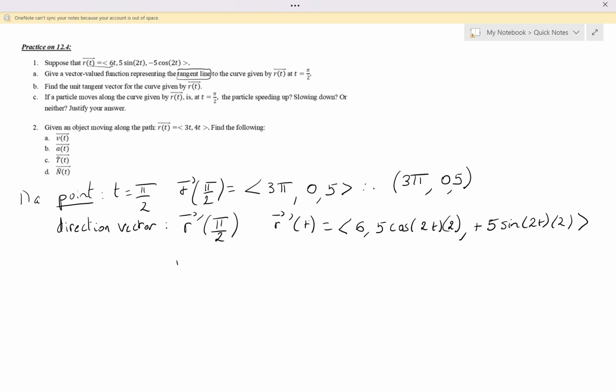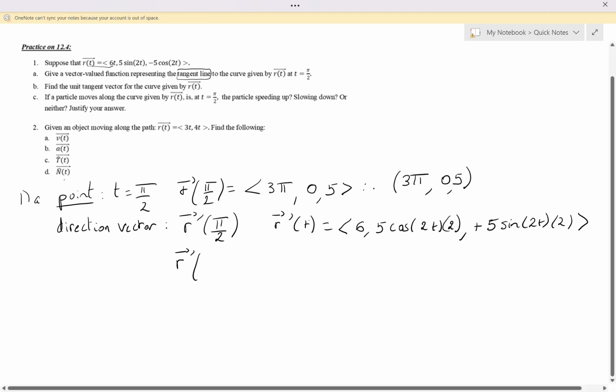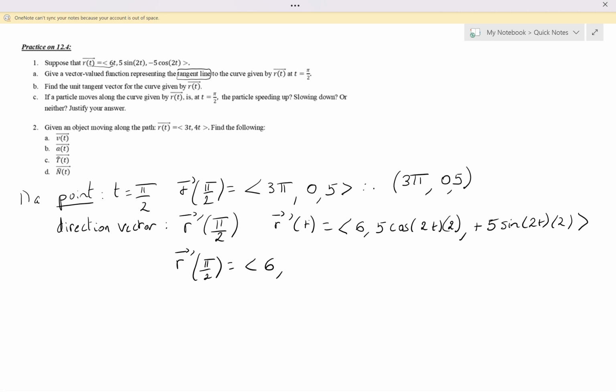And then we're going to evaluate it at pi over 2. Here, there's no t, so it's going to be 6. 5 times 2 is 10. Cosine of 2t, when t is pi over 2, 2t is pi. Cosine of pi is -1, so it's going to be -10. And here, again, 5 times 2 is 10, but sine of 2t is sine of 2 times pi over 2, which is sine of pi, which is 0.